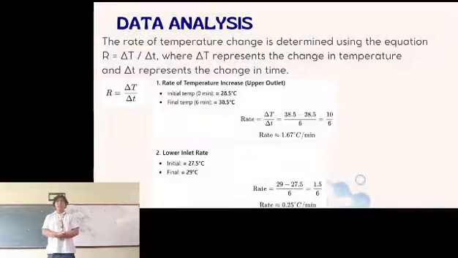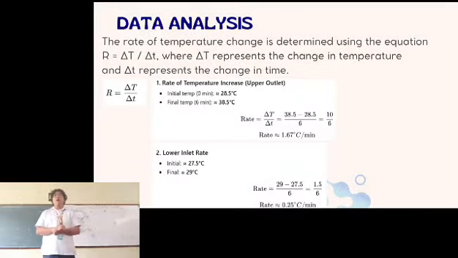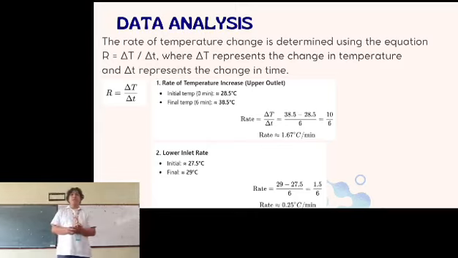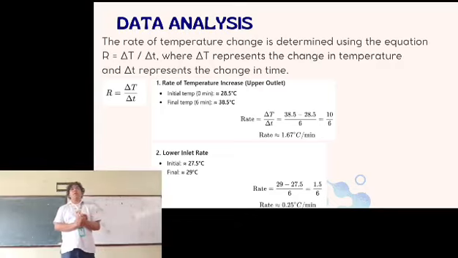In the data analysis, the rate of temperature change is determined using the equation R equals ΔT divided by Δt, where ΔT represents the change in temperature and Δt represents the change in time. As you can see, this is the initial and final temperature of the upper outlet and lower inlet during the experiment.